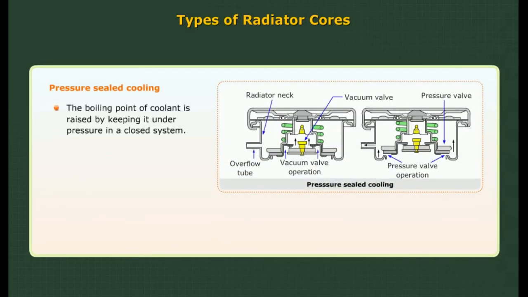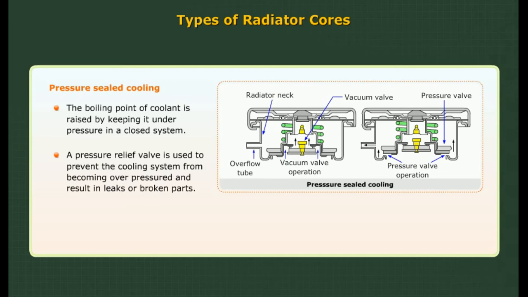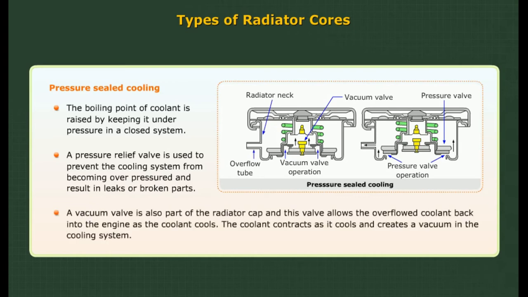Pressure sealed cooling. The boiling point of coolant is raised by keeping it under pressure in a closed system. A pressure relief valve is used to prevent the cooling system from becoming overpressured, which results in leaks or broken parts. A vacuum valve is also a part of the radiator cap, and this valve allows the overflowed coolant back into the engine as the coolant cools. The coolant contracts as it cools and creates a vacuum in the cooling system.